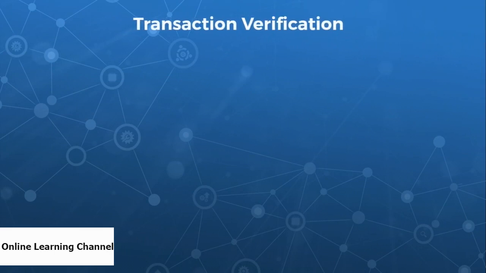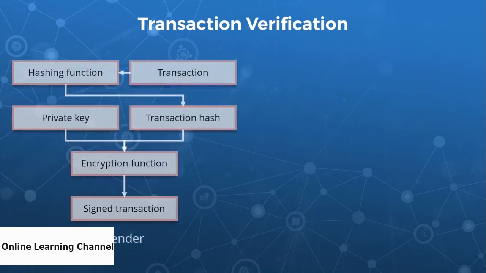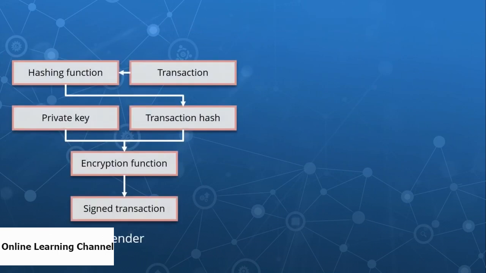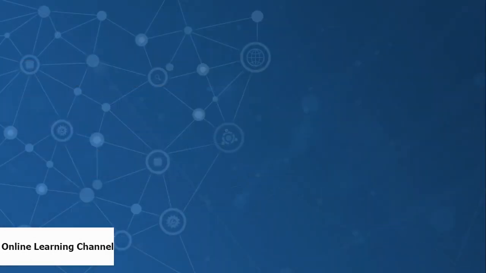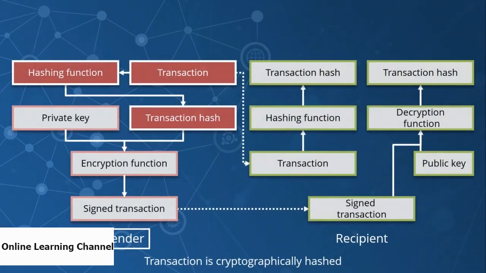Let us take a look at the entire process by means of this workflow over here. So on the left, we have the sender side of the workflow, and on the right, we have the workflow at the recipient's end. The sender takes the raw transaction data and then passes it into a hashing function, which will produce this transaction hash. This hashing function will be something like the SHA-256 hash, which is available to the general public.